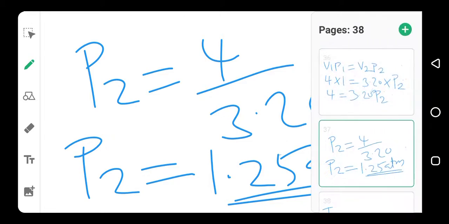Now we solve another example. We have solved the one involving Charles law, the one involving Boyle's law. Now let's try to look for the one that involves pressure law. That is where we have the temperature and the pressure varying. So let's see if we can see something like temperature and pressure.